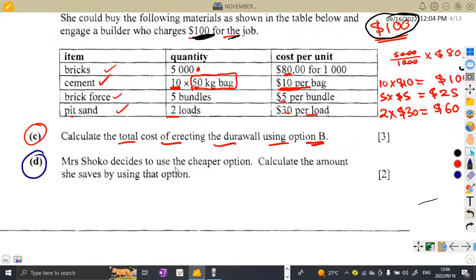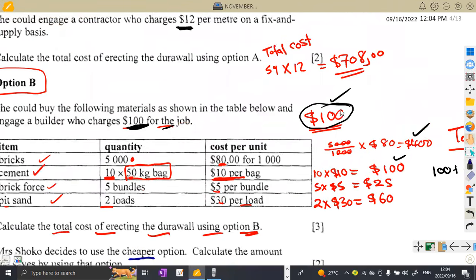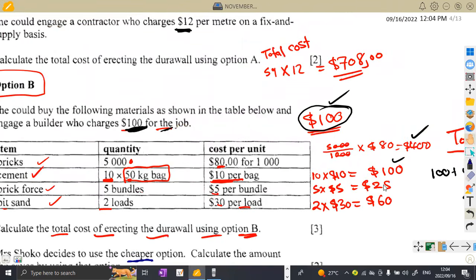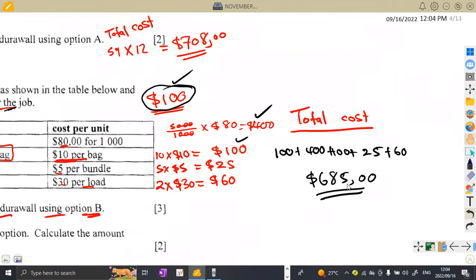Shoko decides to use the cheaper option. And what is the cheaper option? Let's cross-check our options. The first option gave us $708. The second option gave us 685 plus. So which means she decided to use this option. That is what the question is saying.